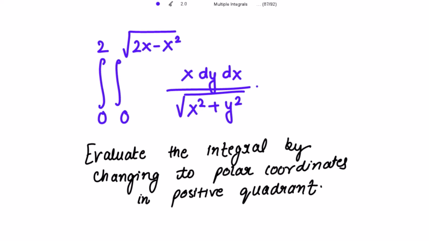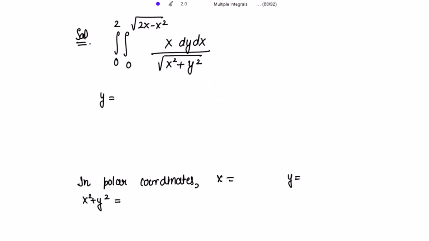Double integral of x over square root of x square plus y square dy dx, and the limits of y are from 0 to square root of 2x minus x square, and the limits of x are from 0 to 2. So we have to evaluate this integral by changing the Cartesian coordinates to polar coordinates in positive quadrant.